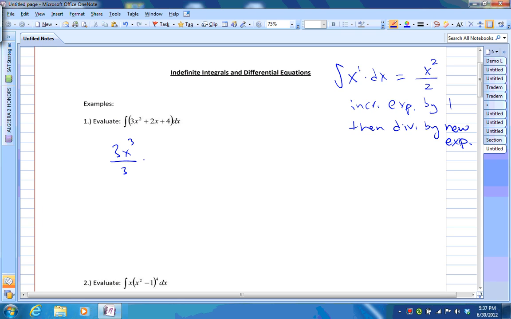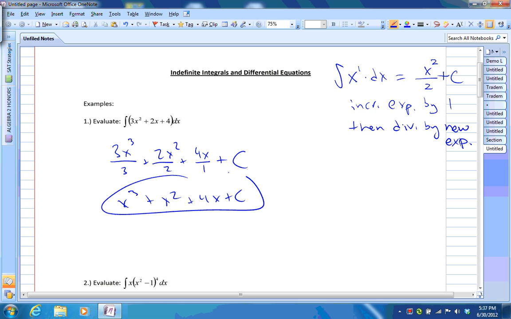3x cubed divided by 3 plus 2x squared divided by 2 plus 4x over 1. And don't forget about the plus c. Actually, I forgot to put that over here, because you don't know if you could have a constant, since if you were to take the derivative of your answer, that should get you back to the original expression. So clean this up, you get x cubed plus x squared plus 4x plus c.